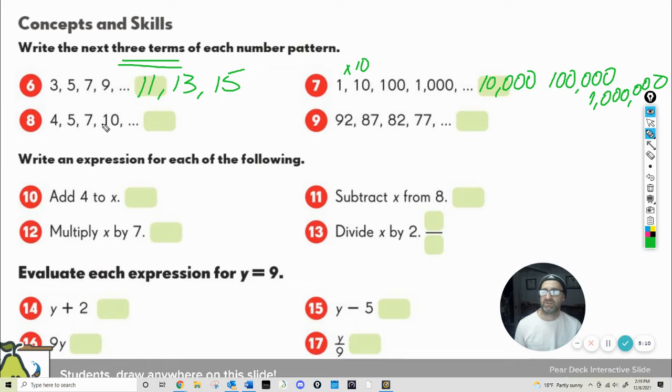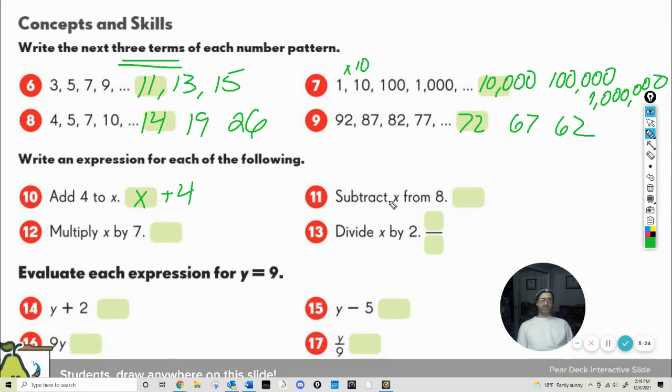Plus 1, plus 2, plus 3, plus 4, plus 5, plus 6. Minus 5, minus 5, minus 5, minus 5, minus 5, minus 5. Add 4 to x. I have an x, I'm adding 4. Subtract x from 8. I have an 8, I'm subtracting x. The order matters. Multiplying x by 7 is just 7x. And divide x by 2.